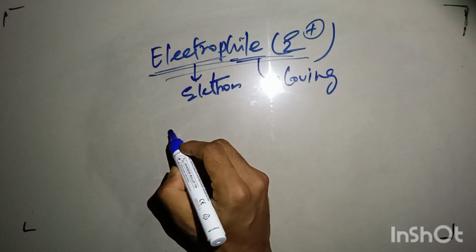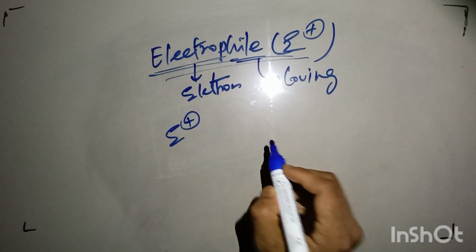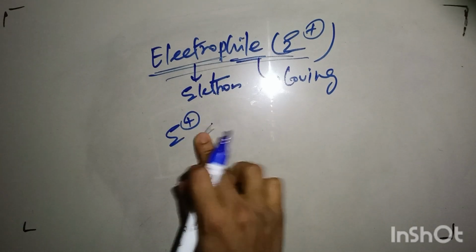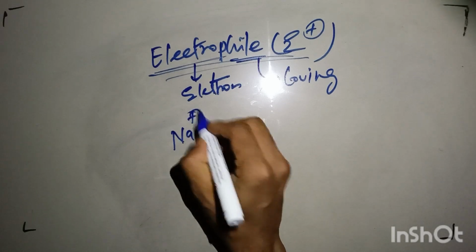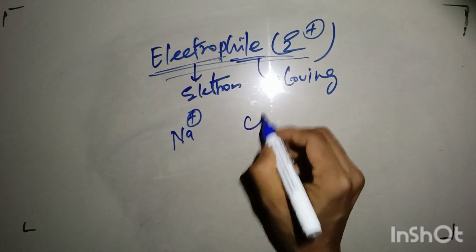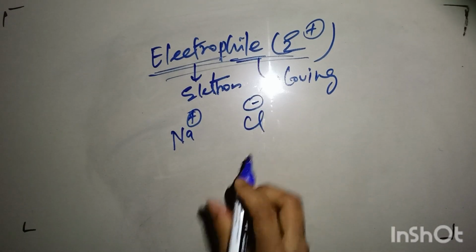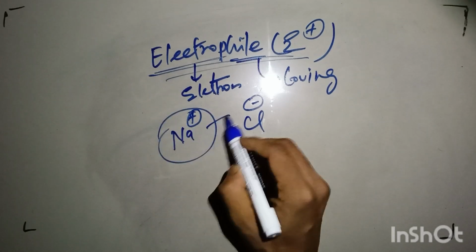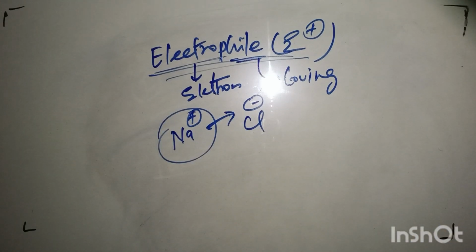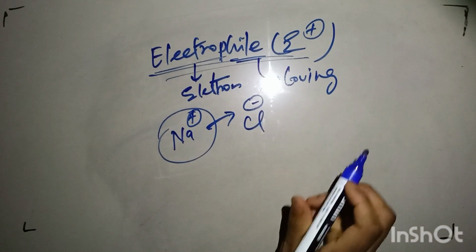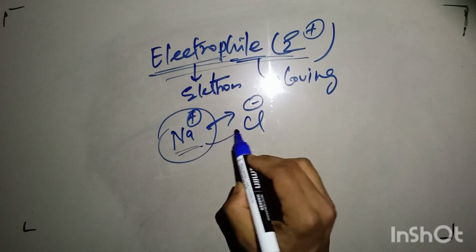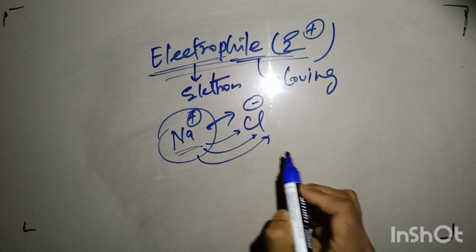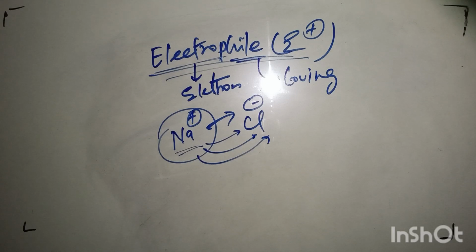For example, take this electrophile as Na plus and take another, chlorine minus, nearby. What will happen? This Na plus will attack on that Cl minus. Why? Because it loves electron. That is why it is called an electrophile, and it will always attack on the negatively charged species.